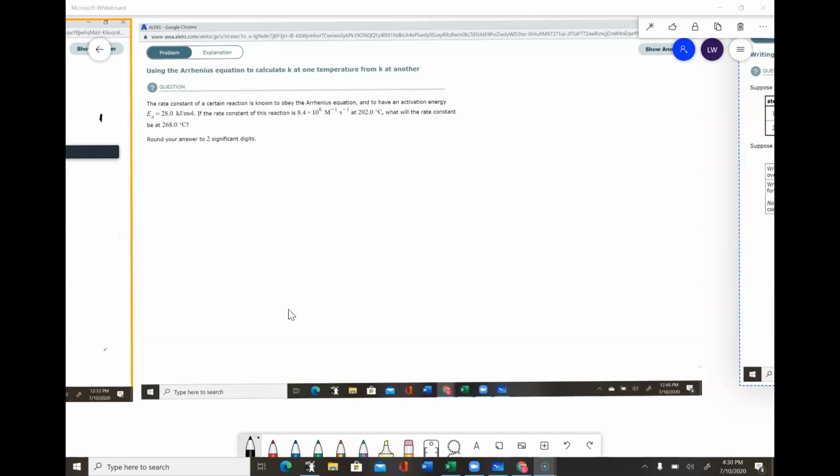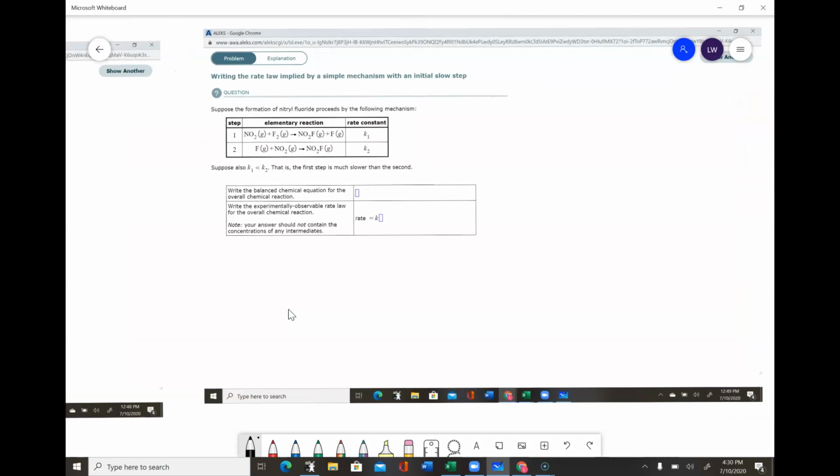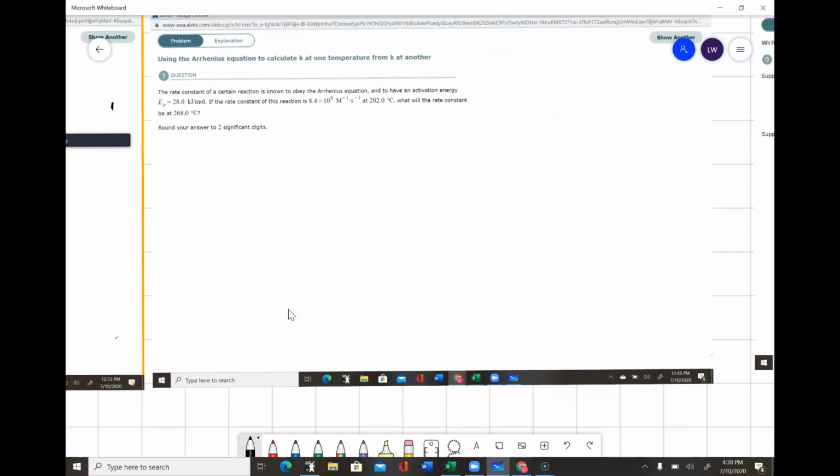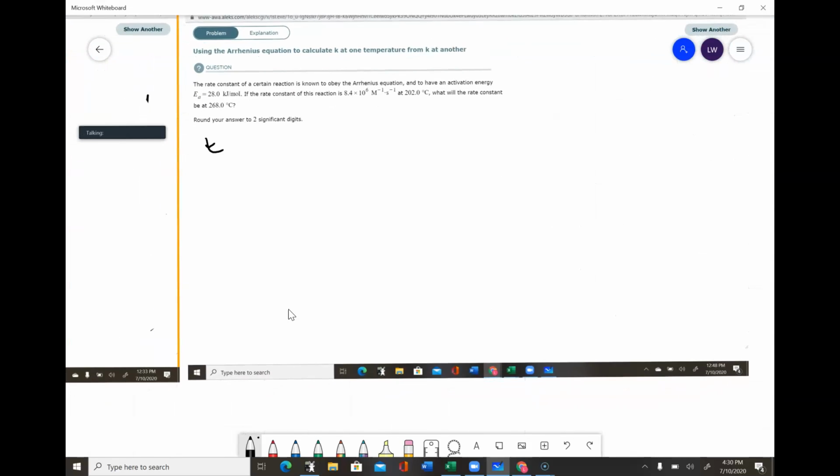So the rate constant of a certain reaction is known to obey the Arrhenius equation and to have an activation energy of 28 kilojoules per mole. It's important to remember that you want to turn your activation energy into joules. So that's going to be 28.0 by 10 to the 3 joules. And that doesn't change with the temperature.